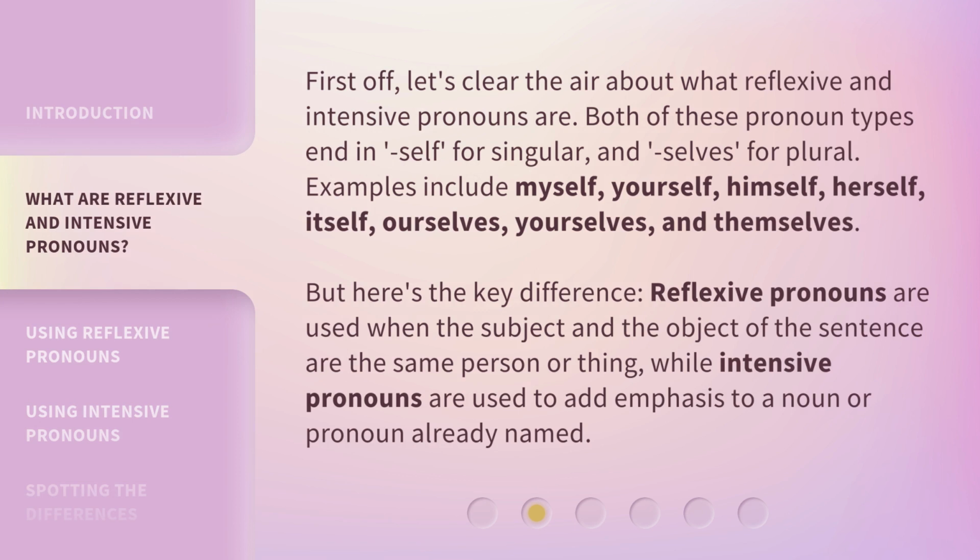First off, let's clear the air about what reflexive and intensive pronouns are. Both of these pronoun types end in -self for singular and -selves for plural. Examples include myself, yourself, himself, herself, itself, ourselves, yourselves, and themselves. But here's the key difference. Reflexive pronouns are used when the subject and the object of the sentence are the same person or thing, while intensive pronouns are used to add emphasis to a noun or pronoun already named.